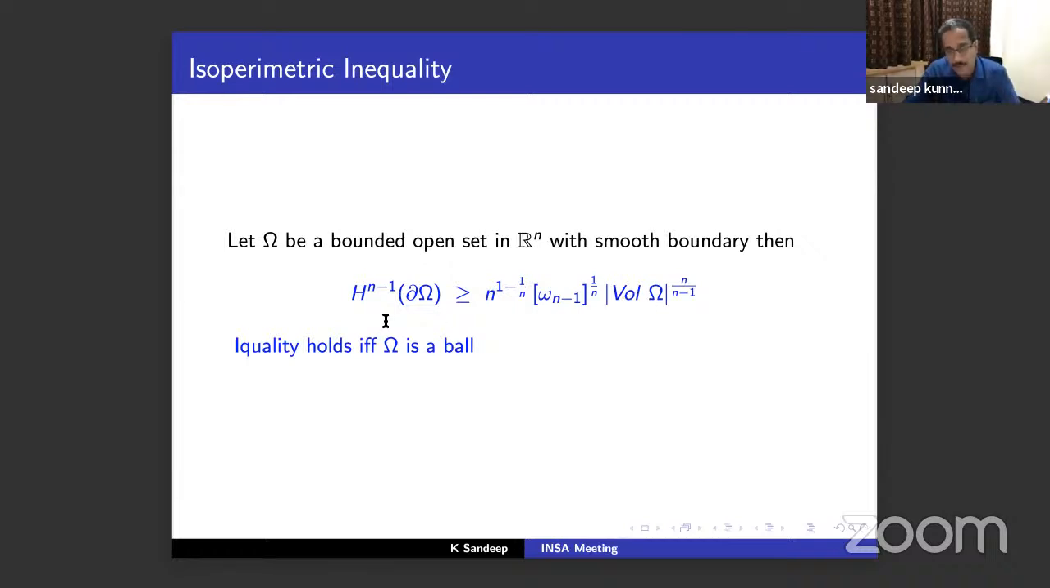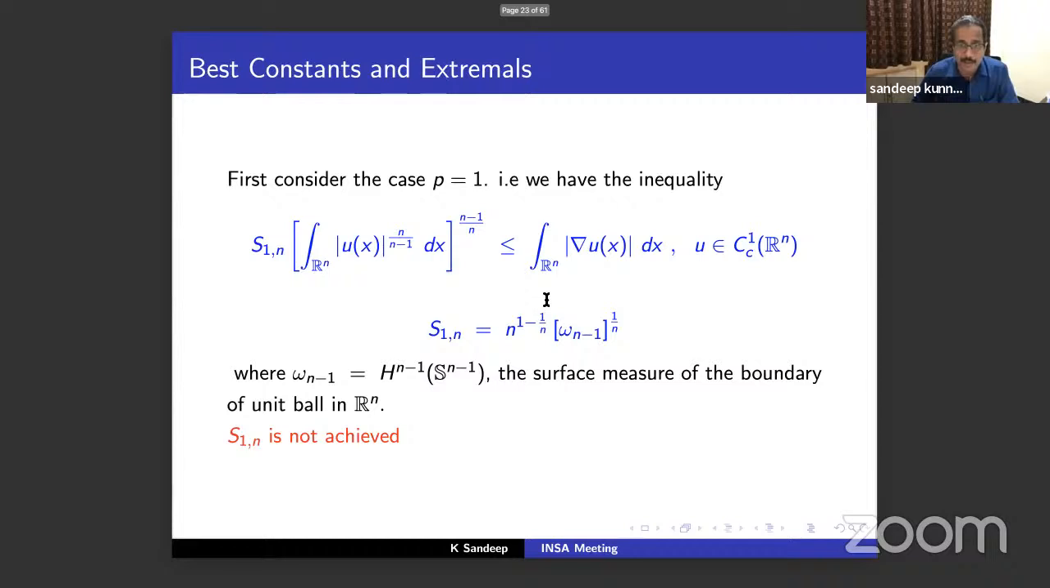So this tells you that once the surface area, or boundary area, is given, there is an upper bound on the volume it can enclose. So this is a geometric problem. Not only that, we know this constant is sharp, and you have equality when Omega is a Euclidean ball. You can observe that this constant, n^{1-1/n} omega_{n-1}^{1/n}, is actually the same constant which has appeared in the Sobolev inequality.